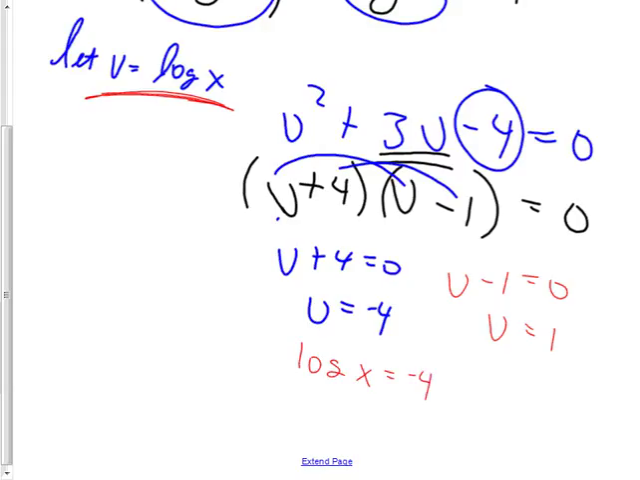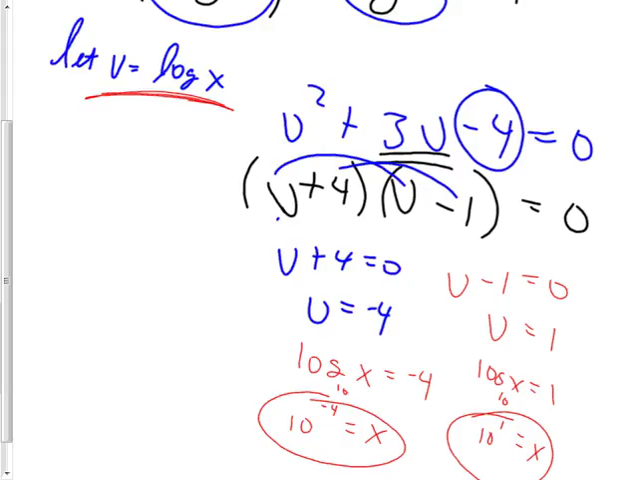And then when I rewrite it, there's a little base 10 here, 10 to the -4 equals x. And over here, this is log x equals 1. 10 down there, 10 to the 1 equals x, so x equals 10, or x equals 10 to the -4th. Those are my two answers.